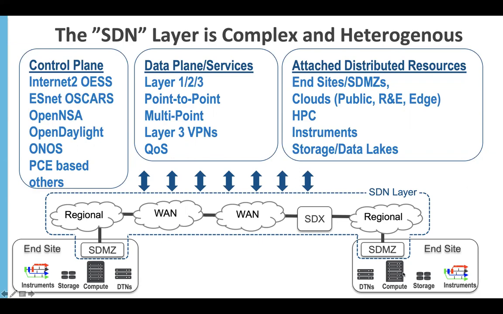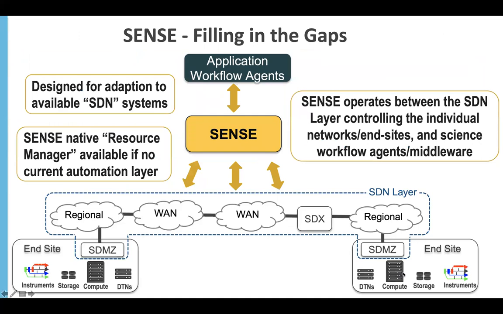And because we're dealing with end-to-end, you have to look at the end sites: Science DMZs and end systems, clouds, HPC clusters, instruments, and storage. You have to figure out how to stitch them together and how to direct and process your flows. There's a challenge of impedance match, so this takes a lot of orchestration. We do not want your science workflows to worry about this big orchestration. That's why SENSE comes in to fill the gap. SENSE operates between your workflow and the SDN layer.